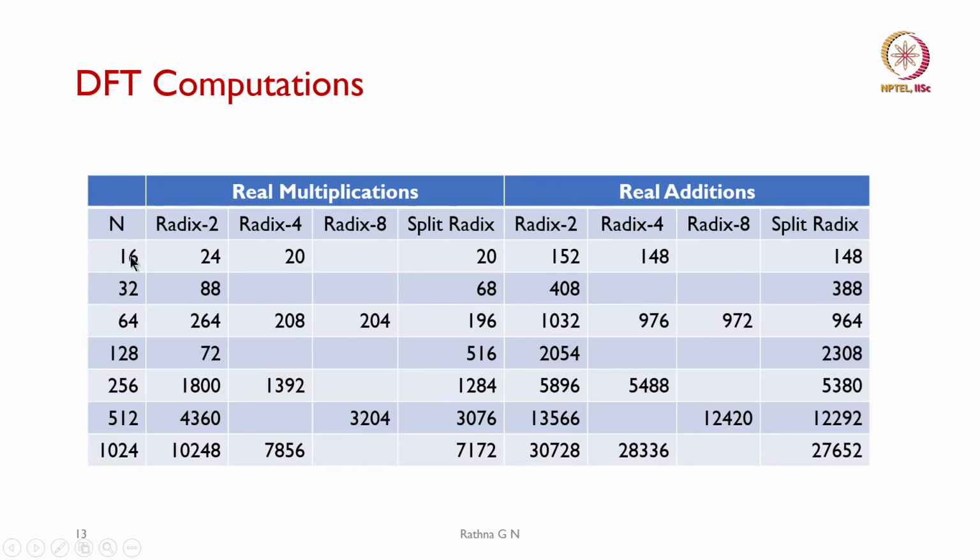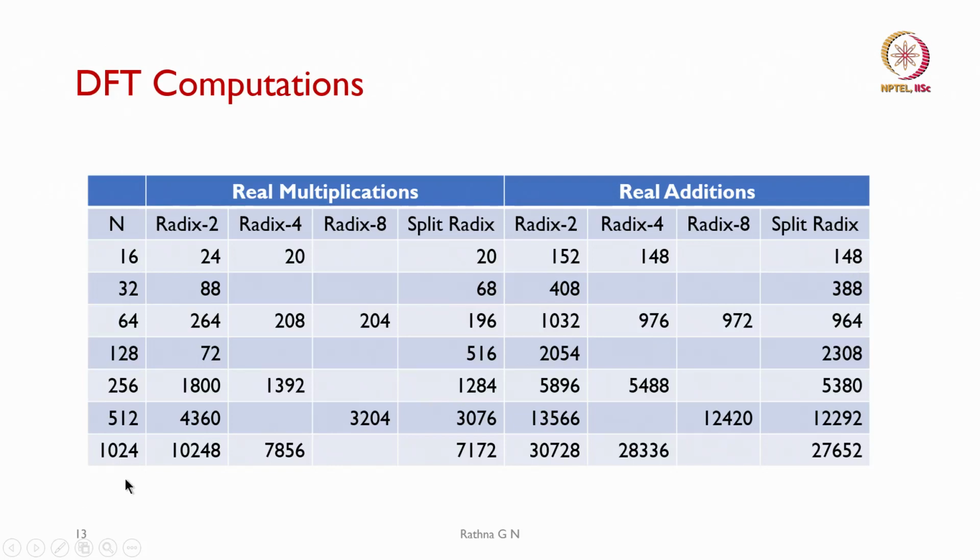As an example, n equal to 16 is considered. Radix 2 needs 24 real multiplications, whereas radix 4, since 16 is a power of 4, brings the real multiplications down to 20. Split radix also needs 20. For real additions, radix 2 needs 152 additions, radix 4 needs 148, and split radix needs 148.